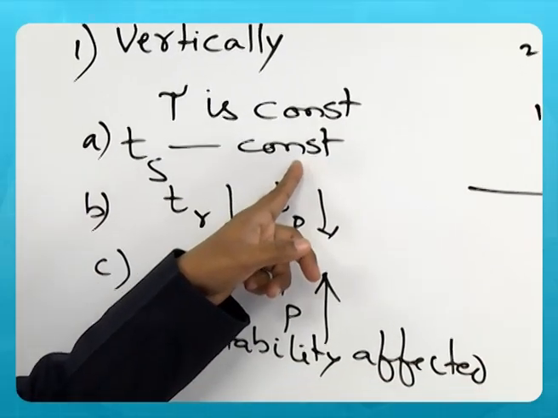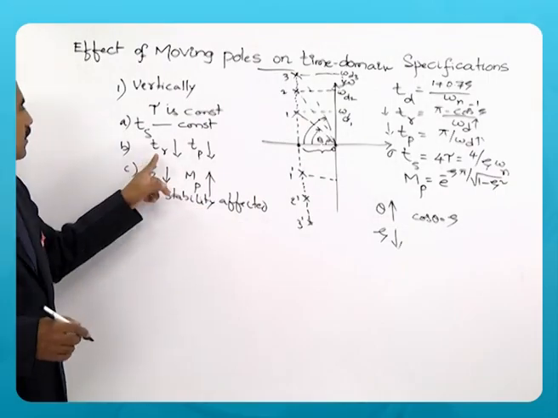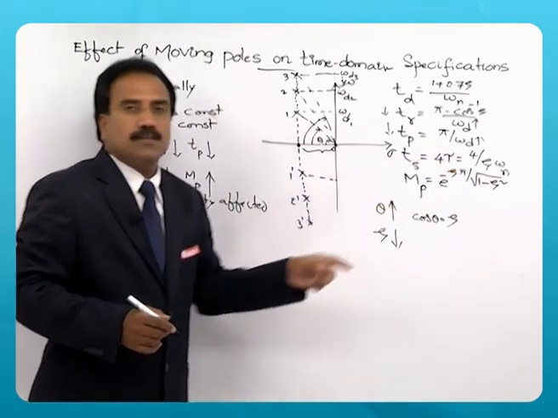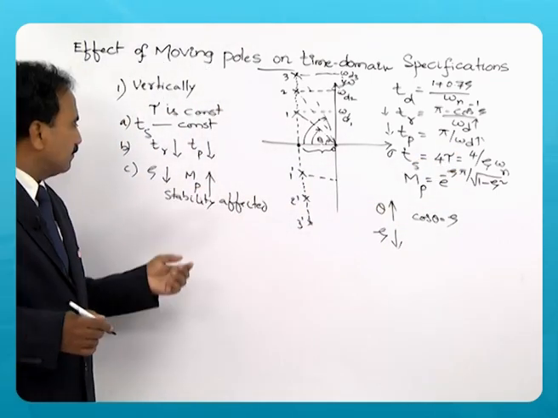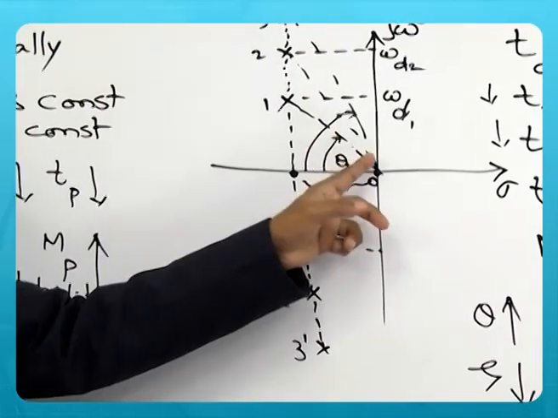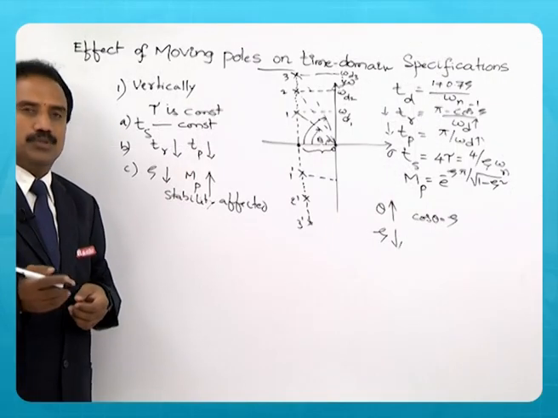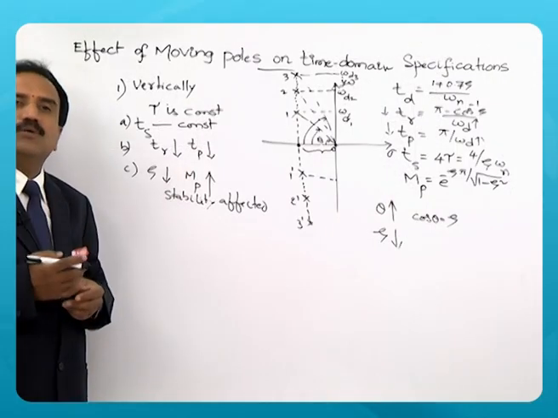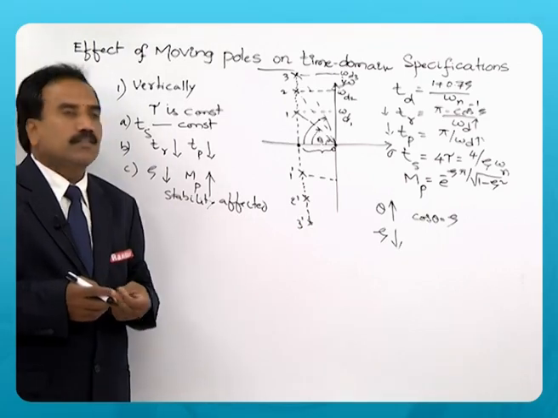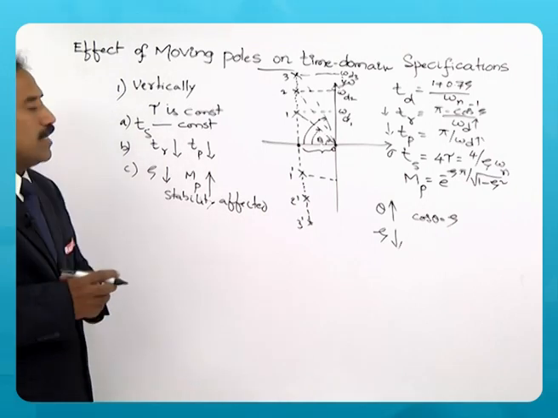One is real part is constant, so no change in the settling time, and rise time and peak time go down because omega d is increasing. You can look at the expression, and zeta is decreasing because angle theta is increasing. So, that is affecting the peak overshoot. A rise in peak overshoot is not a good sign, and stability got affected when poles are moving vertically in S plane.